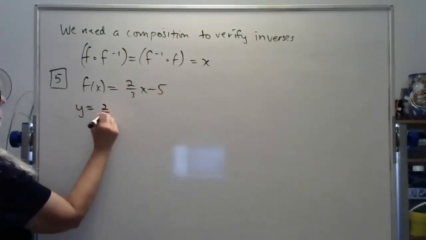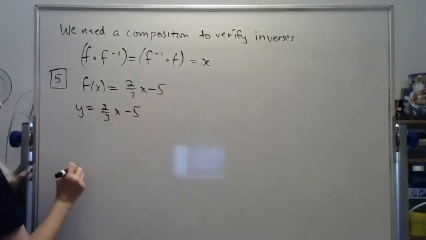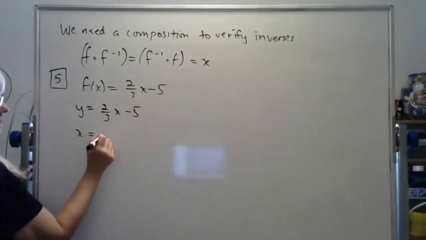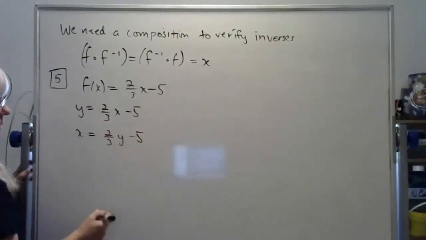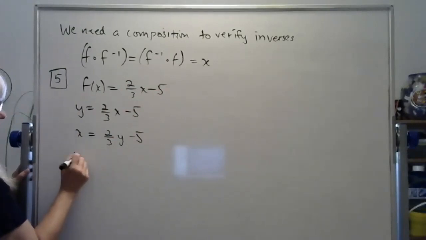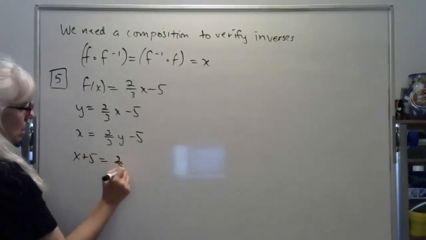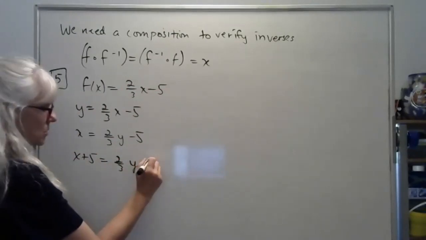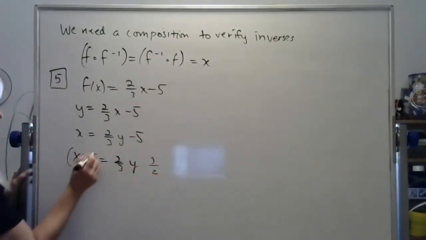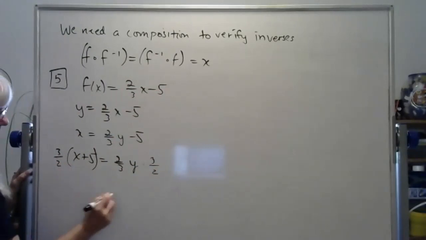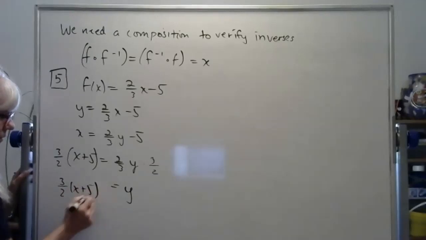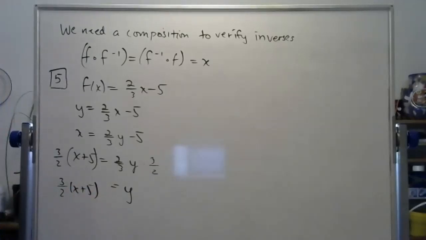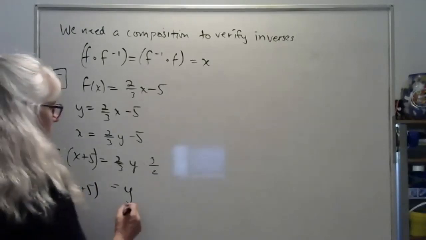Y equals 2/3 x minus 5. We'll switch our x's and y's. This is step 2. So x equals 2/3 y minus 5. And now we'll solve for y. So we're going to add the 5 over. And in this case, I'm going to have to multiply both sides by 3/2 to clear the fraction. So y equals 3/2 times x plus 5. You could distribute it in, but it doesn't distribute nicely, so I'm not going to distribute it in. So we found our inverse.